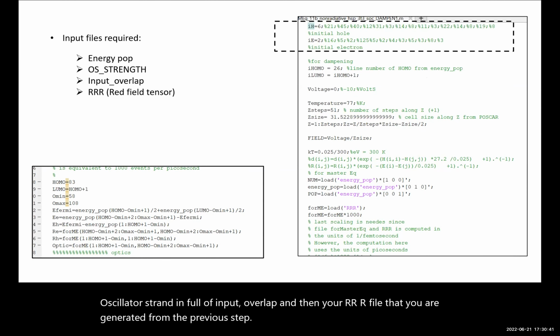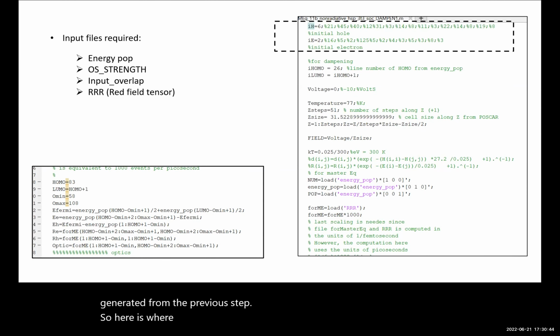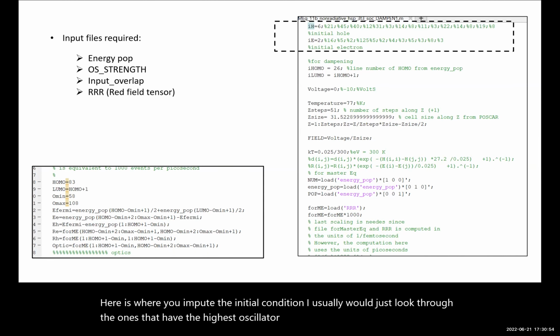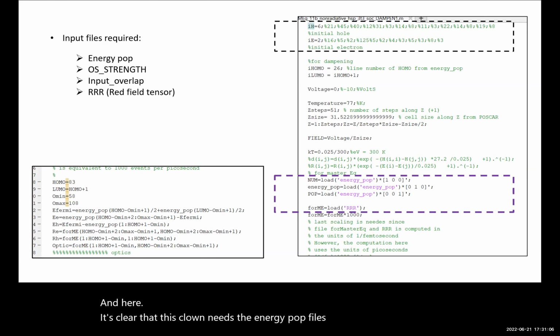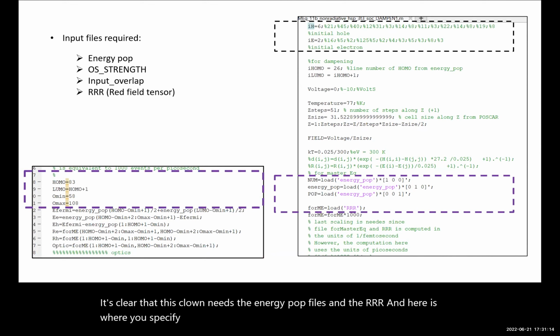So here is where you input the initial conditions. I usually just look through the ones that have the highest oscillator strength and choose that. And here, it's clear that this file needs the energy pop files and the RRR. And here is where you specify your O min and O max for your structure.